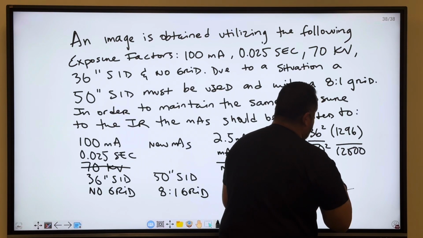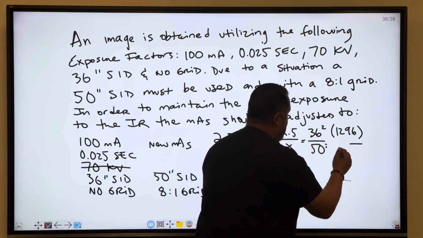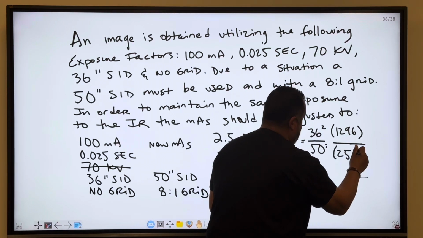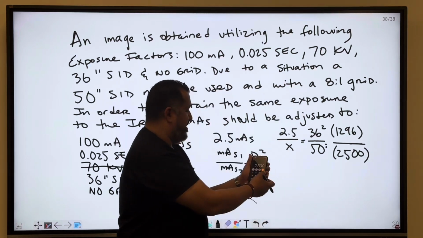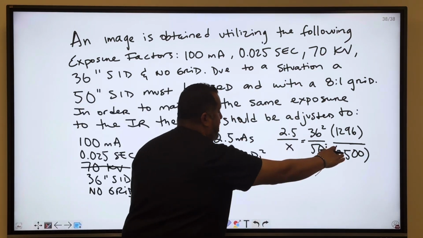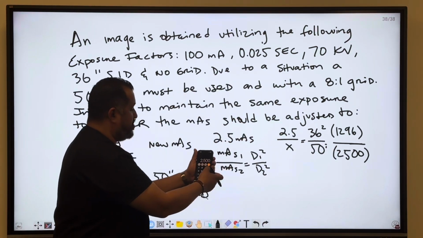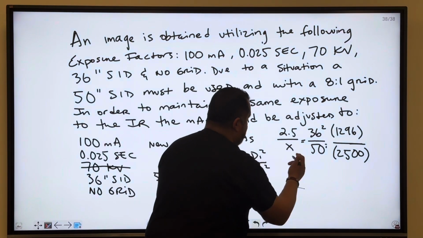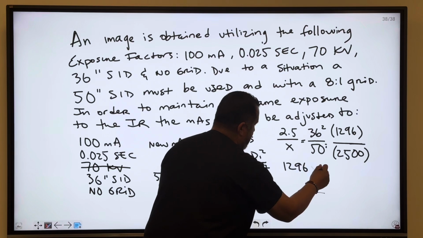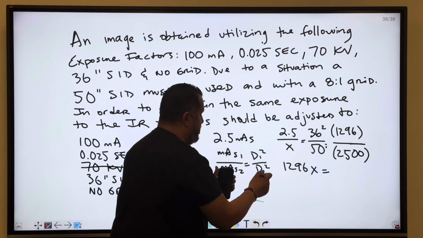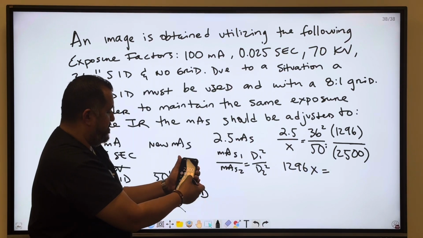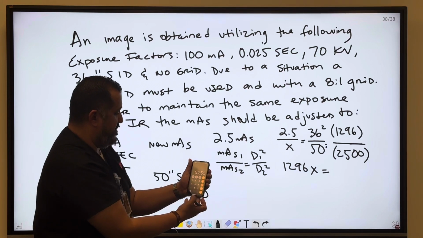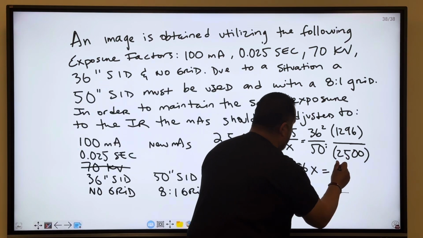Okay, so let me make it more like 5. I write so fast. All right, so now we're going to cross multiply. So 2,500 times, oh, you know what? Let's do 1296 times x. That's an easier one. And then we got 2,500 times 2.5 times 2.5 is 6,250.